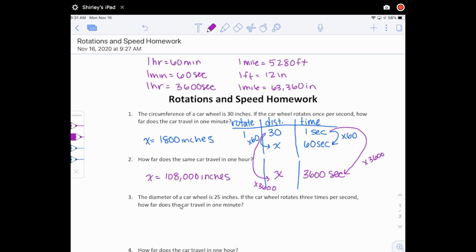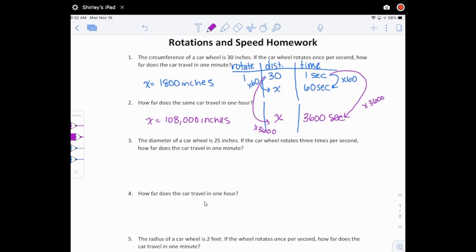Question number 3, the diameter of a car wheel is 25 inches. If the car wheel rotates 3 times per second, how far does it travel in 1 minute? And again, there is a lot of information flying around there, but if we take the time to organize it all into a table, it might become easier to wrap our heads around. So we're going to do our 3-column table. We have rotate, distance, and time.